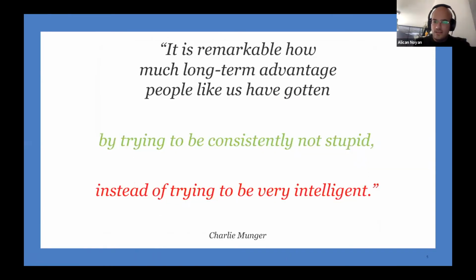I really like this saying by Charlie. He's an investor, so he lays down his strategy. He's trying to be consistently not stupid instead of trying to be very intelligent. And this is how we should act while building machine learning projects. We shouldn't try to use the state-of-the-art models. Instead, we should focus on the data, for example. You can just visualize the data and see, for example, if you have rulers more in one class than the other. So this should have prevented that error.